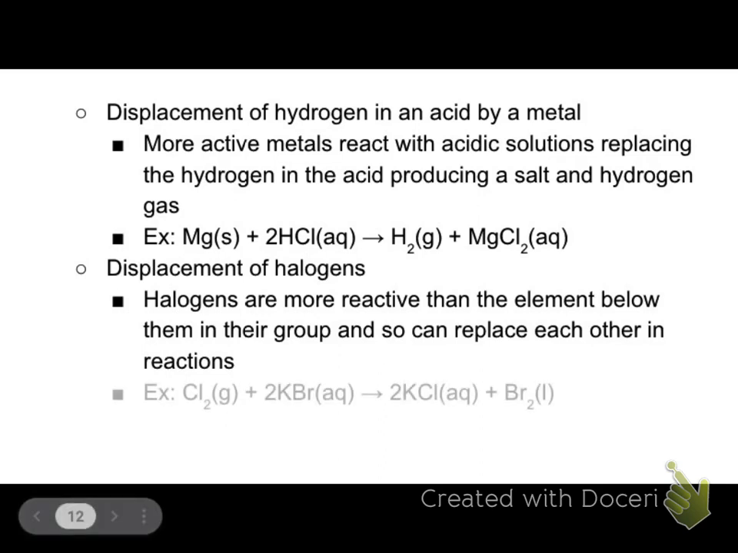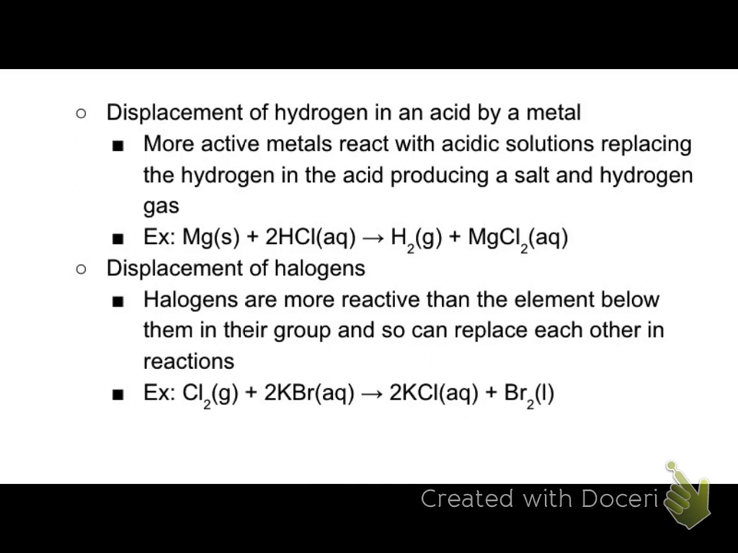So they can replace each other in reactions if they are more reactive than whatever halogen is already in the compound. An example of this, if you put chlorine gas into solution with potassium bromide, then you would have that chlorine replace bromine because it's more reactive than it, and as a result you'd end up with potassium chloride and then liquid bromine instead. Okay, so it's just going to zip in and replace it.